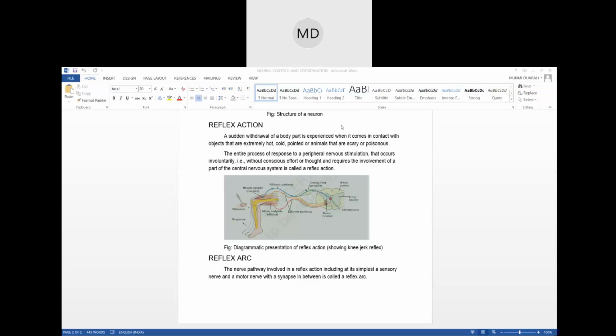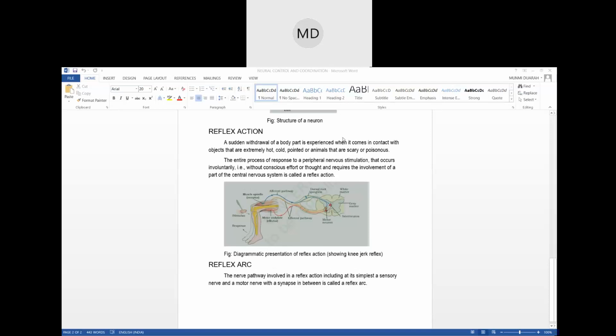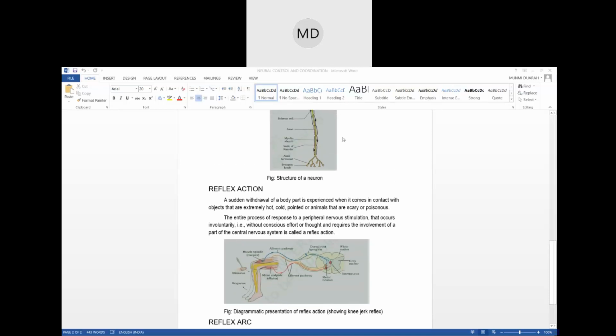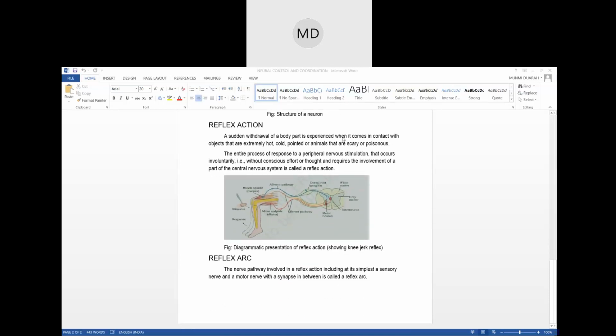So the structure of the neuron is done. Okay, now about reflex action and reflex arc. So what is reflex action? This is the definition for reflex action.